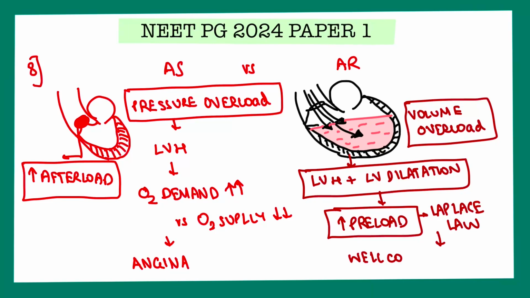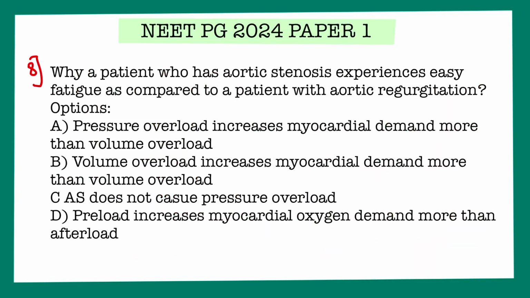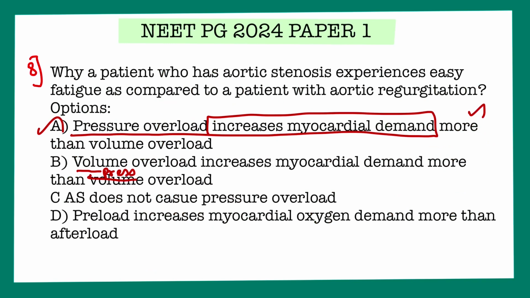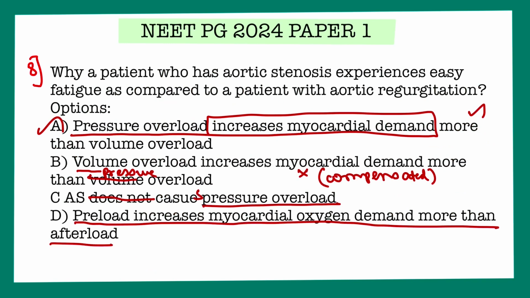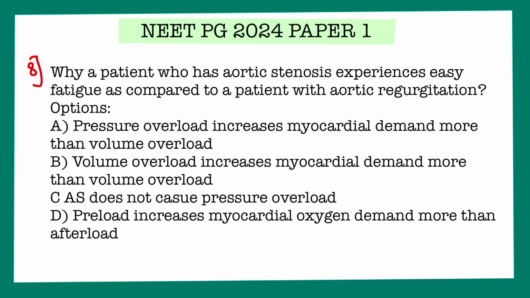If you see the options: pressure overload increases myocardial demand more than volume overload? It's a false statement. Volume overload increases myocardial demand more than pressure overload? Yes, it's right. AS does not cause pressure overload? It is a pressure overload condition. And preload increases myocardial oxygen demand more than afterload? No, it is the afterload which increases myocardial demand more than preload.